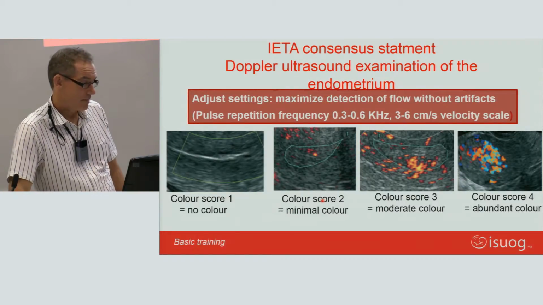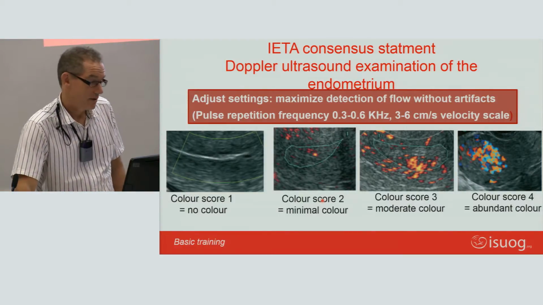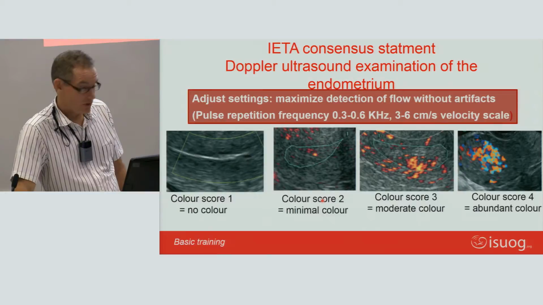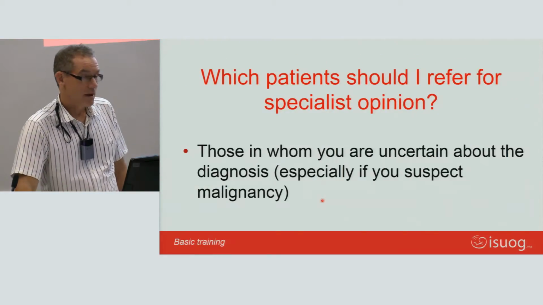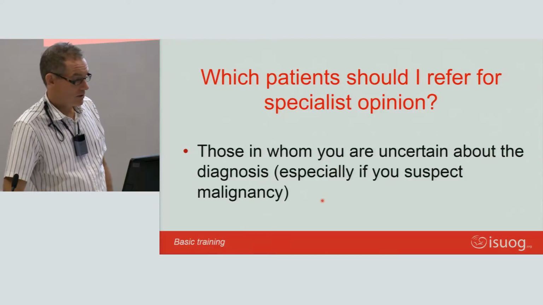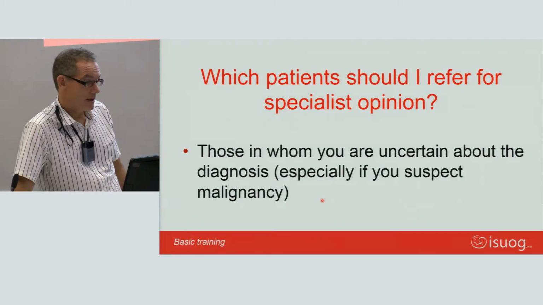Once again, when you get your ultrasound machine for the first time, you can actually get your techies to sort it out properly, so that you don't find color in every little lesion that you're looking at. Okay, in terms of which patient should I refer for a special opinion, those who you're uncertain about a diagnosis, especially if you suspect malignancy.